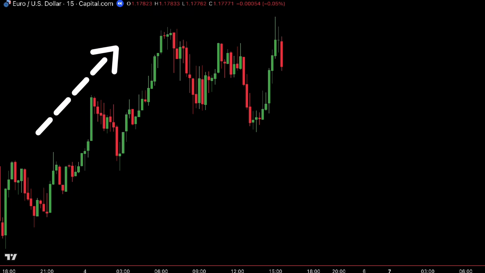Price is in an uptrend, forming higher highs and higher lows, but eventually the market stops trending. You can see that price tried to push higher twice and failed both times. This tells us buyers are losing strength and the market is entering a distribution phase.